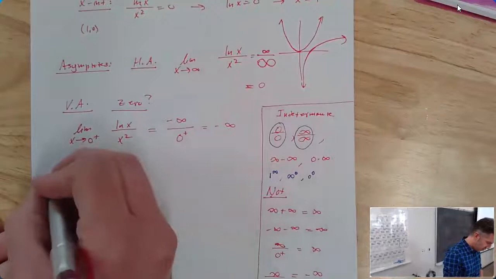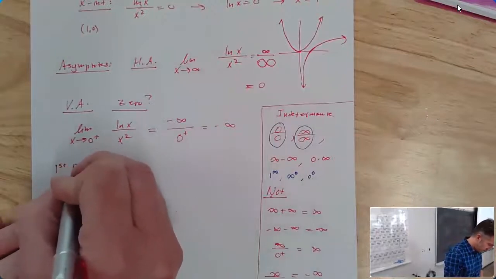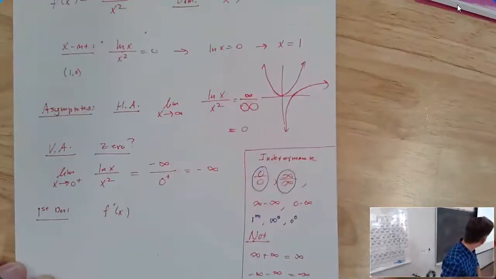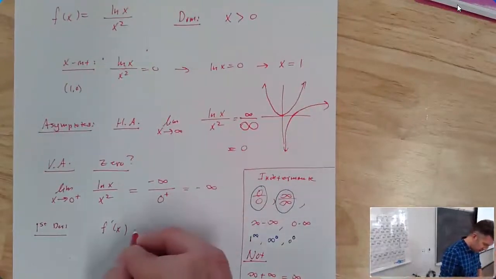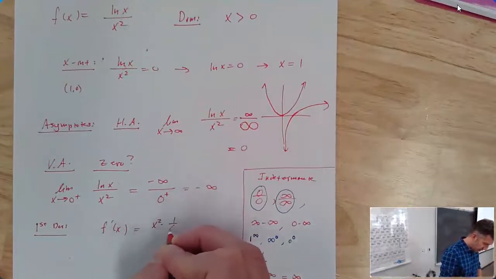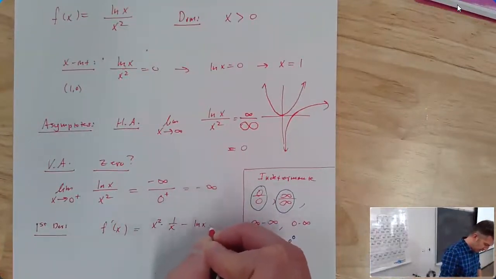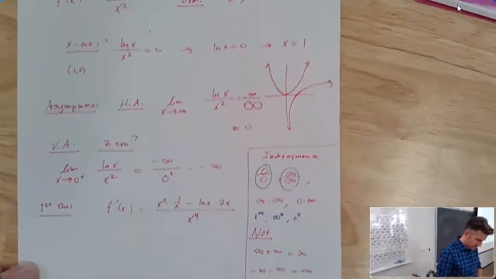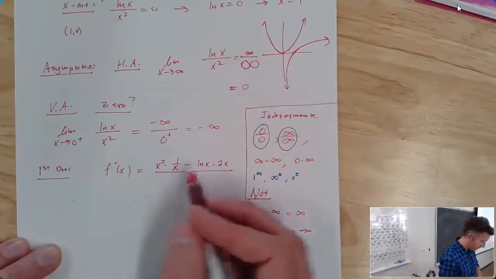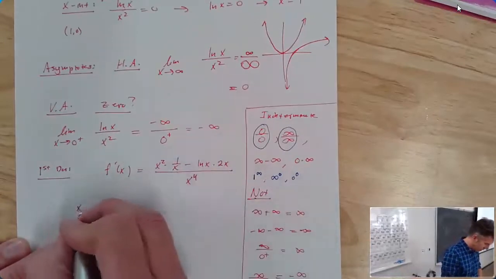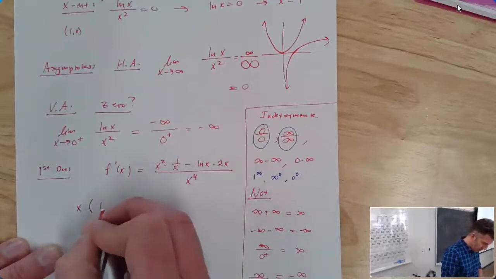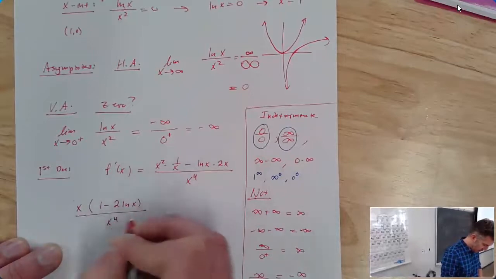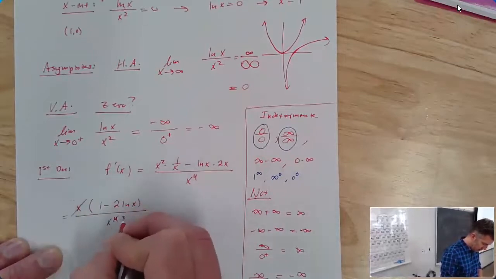So let's see here. We need to find the first derivative stuff. My first derivative, f prime of x, is going to be, let's see, my function was the natural log of x over x squared. It's going to be the bottom times the derivative of the top minus the top times the derivative of the bottom, all divided by the bottom squared. X squared over x is x, and I can factor out an x from each of these. So I'm going to have x times 1 minus 2 natural log of x, all over x to the 4th. You can cancel an x here and an x here.